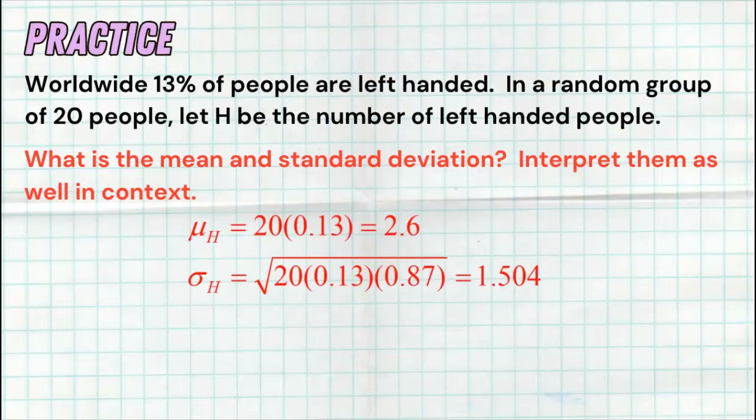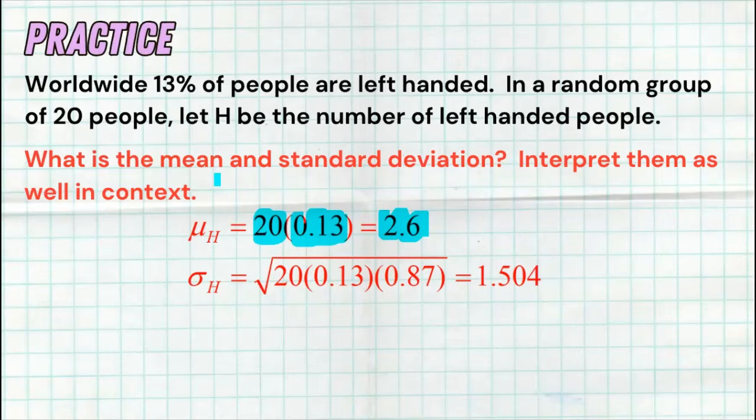Okay, so pretty easy formulas here that we already showed you. These formulas only work if you are working with a binomial random distribution. So we're going to take 20 times 0.13 and we get 2.6. That means we expect 2.6 left-handed people in a group of 20, but that number could vary. It could be a little more, it could be a little bit less because, well, everything in the world varies.